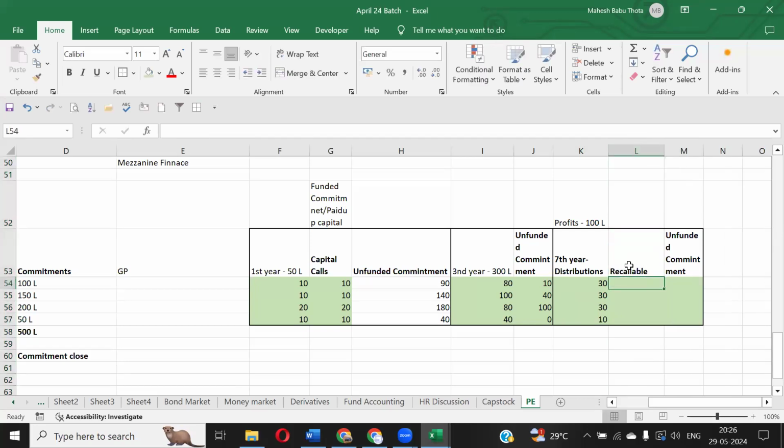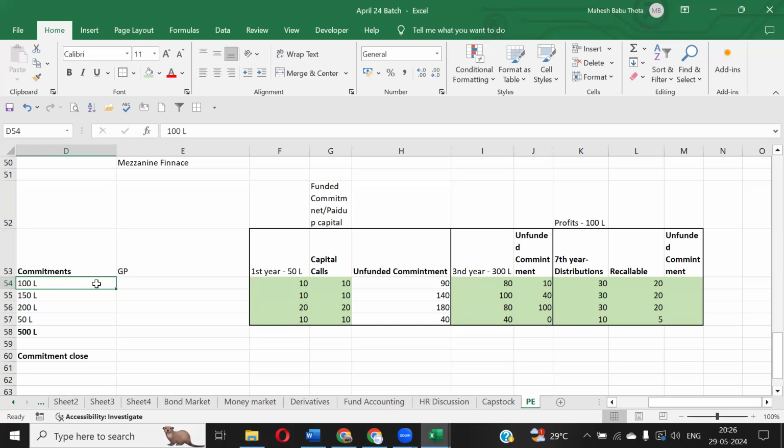Recallable. So I'll mention 20 lakhs is a recallable distribution. For him also I'll mention 5 lakhs is recallable. What is the meaning of recallable? That amount they will again invest. So as a commitment, you don't need to pay more than 100 lakhs. As a commitment, 100 lakhs we have given. As per the LPA, the limited partnership agreement, you don't need to pay more than 100 lakhs.